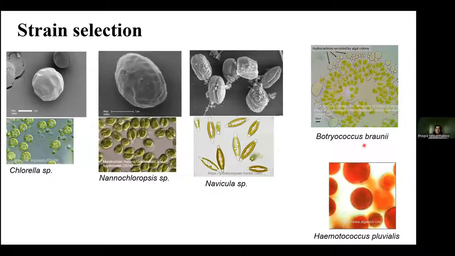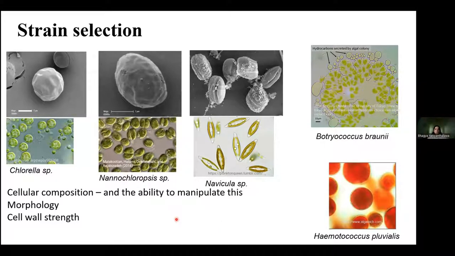The first thing we need to decide is the strain, or the microalgae species, that needs to be used. As I mentioned earlier, these microalgae are a very wide group of organisms. They can differ in their shape, size, color, cellular composition. That is, some might have high protein content, some might have high lipid and pigment contents. Then their cell wall strength can change. So we have to consider all these different aspects in order to select the best microalgae species for our purpose.